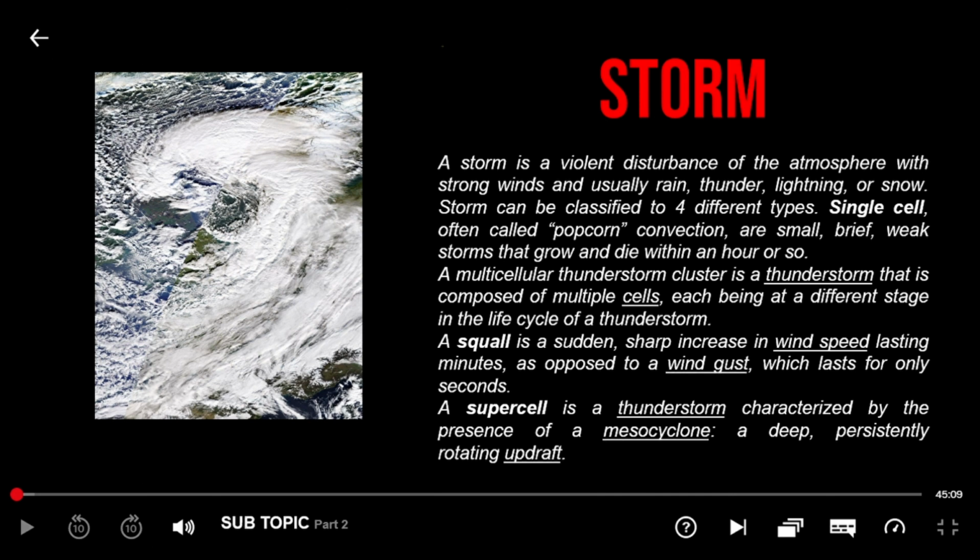This is a thunderstorm that is composed of multiple cells, each being at a different stage in the life cycle of a thunderstorm. Next kind is squall storm. Squall is a sudden sharp increase in the wind speed lasting in minutes, as opposed to a wind gust which lasts only for seconds. Last but not the least is a supercell. Supercell is a thunderstorm characterized by the presence of a mesocyclone, a deep, persistent, rotating updraft.